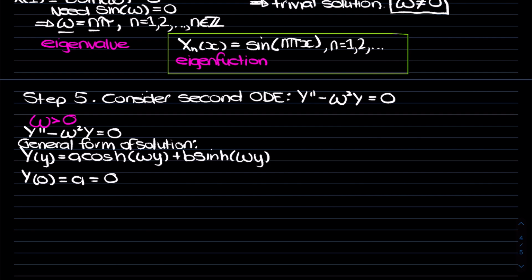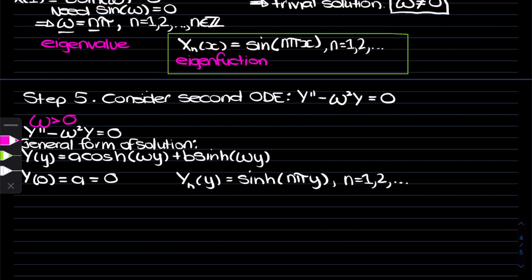So from here we can write our Y_n, so I'll write it over here. Y_n of y equals the hyperbolic sine of lambda y, and lambda was n pi, so n pi y for n equals 1, 2, and so on. So this is also our associated eigenfunction. And we want a box around this because it's important.